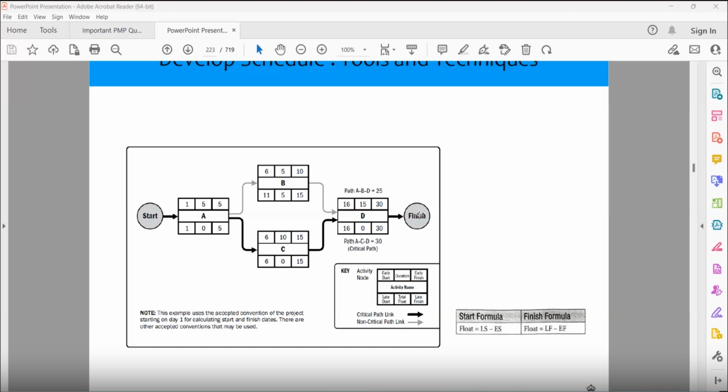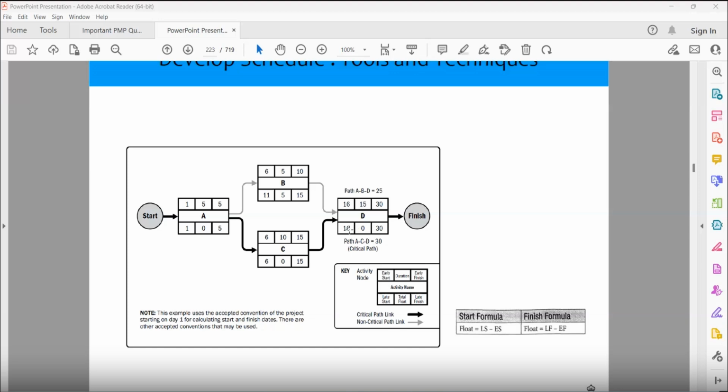So if it is finishing on 30, the late finish will also be 30. If you remember, when we were going forward, also called forward pass, we were subtracting 1. 1 plus 5, 6, 6 minus 1, 5. If we are going backward, it will be called backward pass and you will be adding. So 30 minus 15, 15 plus 1, 16. So this date becomes 16.